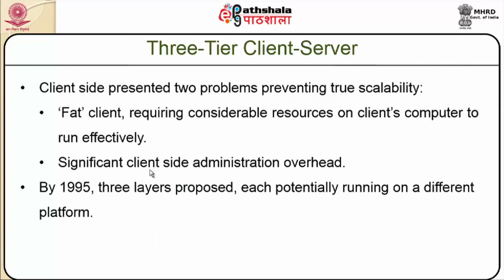So, this is a two-tiered architecture, but looking at the same two-tiered architecture from a different perspective of a client server, which is of a three-tiered format, the client side presented two problems preventing true scalability. When we refer to a larger quantum of work happening at the client's end, we call it a fat client. A fat client requires considerable resources on the client's computer to run effectively, so significant client-side administration overhead takes place. By 1995, three layers were proposed, each potentially running on different platforms.